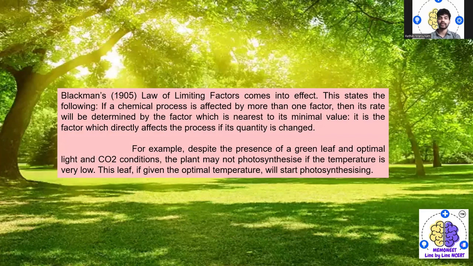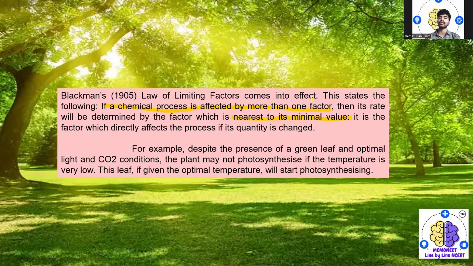In 1905, Blackman proposed the law of limiting factors. So this states that if a process is affected by more than one factor, then its rate will be determined by the factor which is nearest to its minimum value. That is, it is the factor which directly affects the process if its quantity is changed.